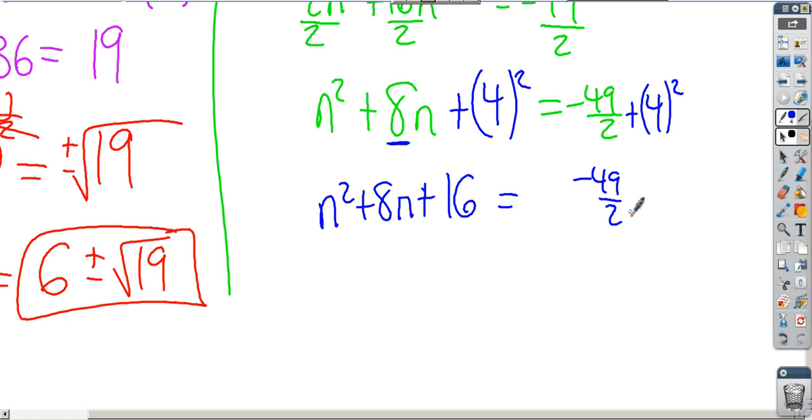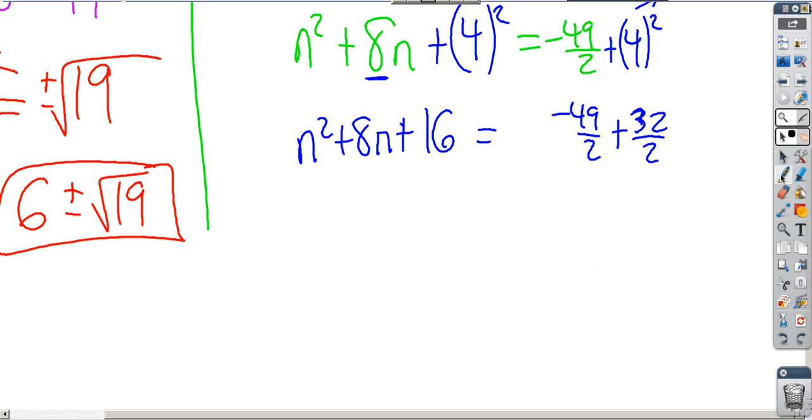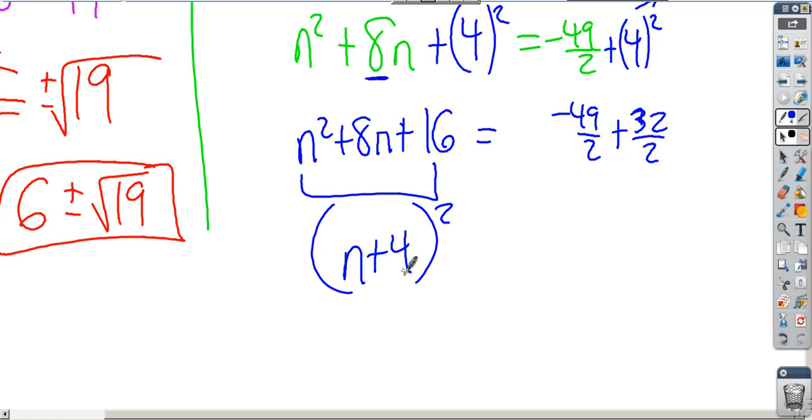4 squared is 16 like we said, but since we have a fraction we're adding it to out of 2, we want to change 16 or 16 over 1 into 32 over 2. So this turns out to be 32 over 2. Okay, then we can factor this right here, so this is a perfect square. It turns out to be n plus 4 squared. Once again, where did the 4 come from? It came from half of that number. Over here, this turns out to be negative 17 over 2.